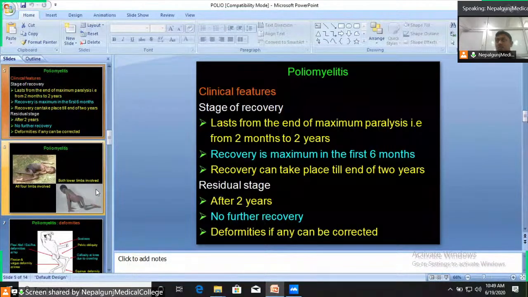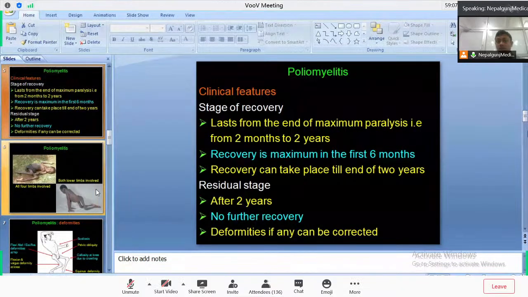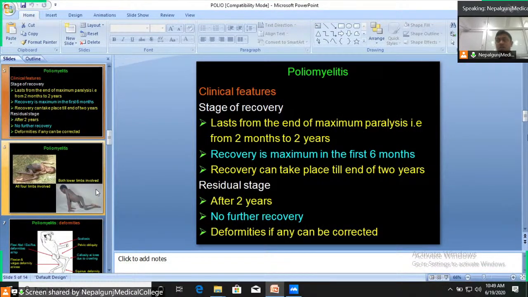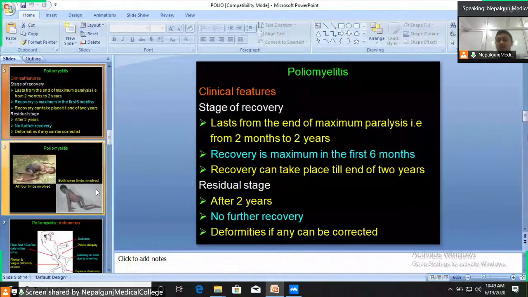Then the other stage is the residual stage, which happens after 2 years. If there is no significant improvement within 2 years, the child has very little chance, or is least likely, to have improvement. There is no further recovery, and the deformities are to be corrected by some surgical form of treatment.